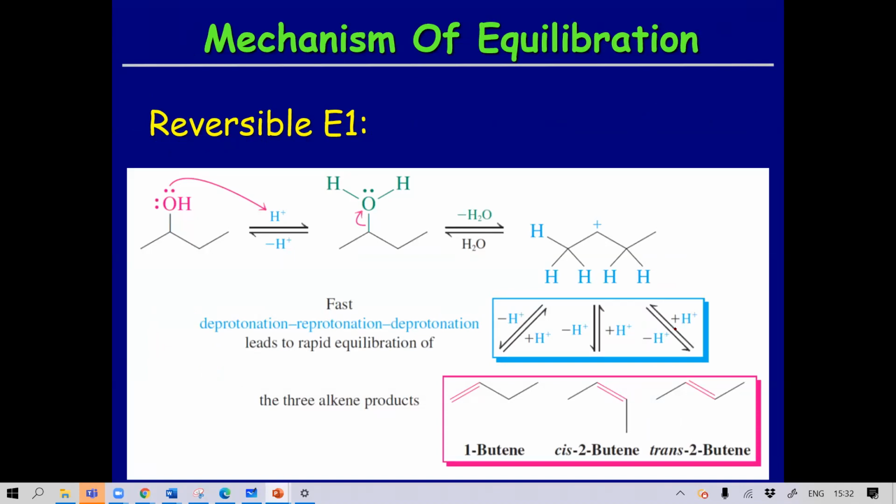E1 is an elimination reaction, okay? And we need to study these type of reactions. For now, let's just focus on the mechanism. Let's just focus on the reactions, okay?